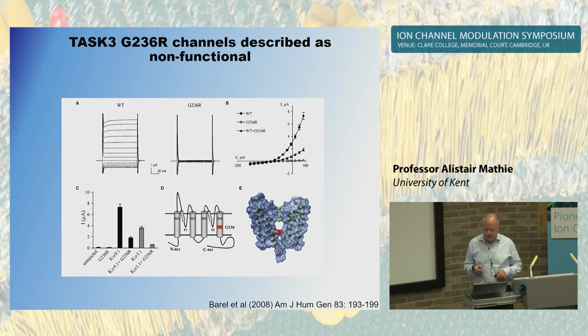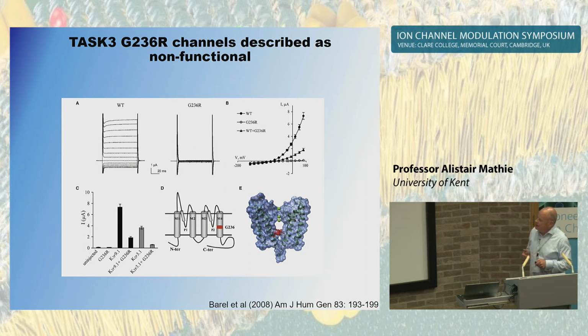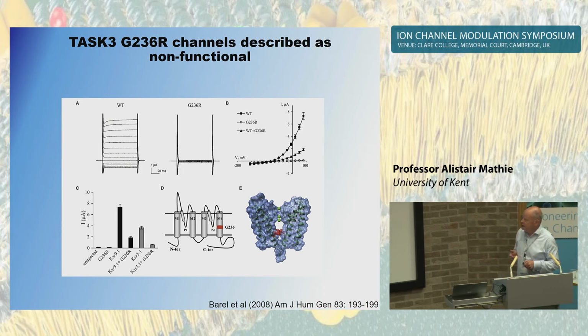And then in the original description of this syndrome, the authors, an Israeli group, did what you would like to do, and that is created the TASK3 channel with this mutation in it. And as far as they could see, doing oocyte recordings, there was no functional current through these channels. So they described it as a complete loss of function mutation.